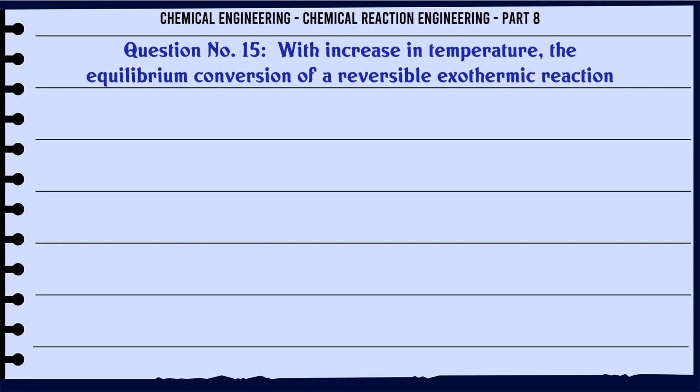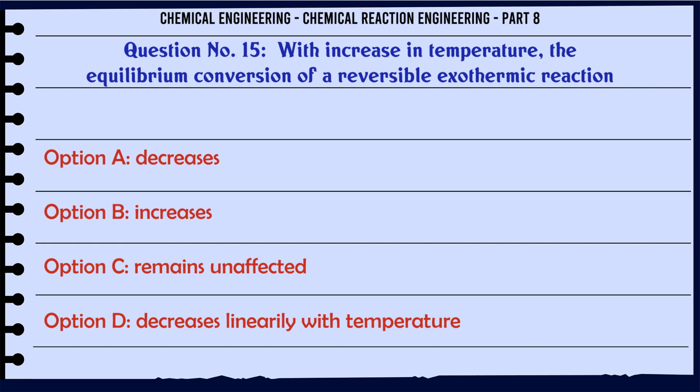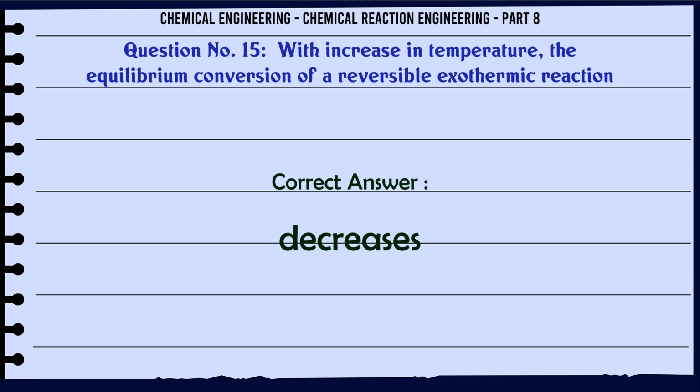With increase in temperature, the equilibrium conversion of a reversible exothermic reaction A. Decreases. B. Increases. C. Remains unaffected. D. Decreases linearly with temperature. The correct answer is decreases.